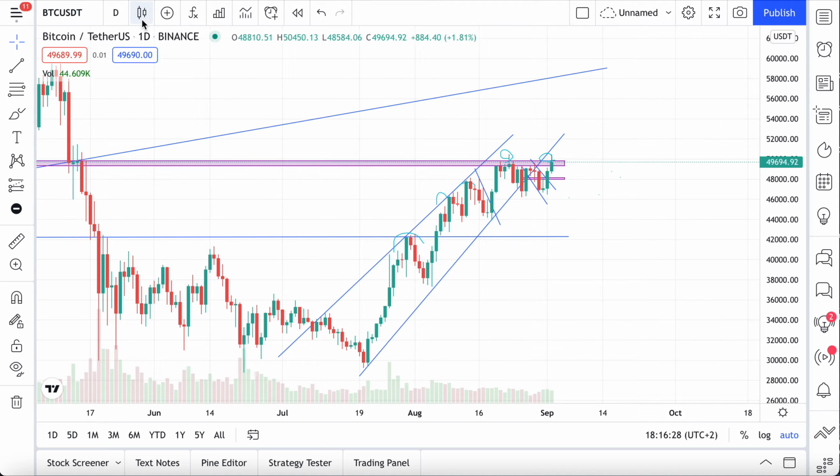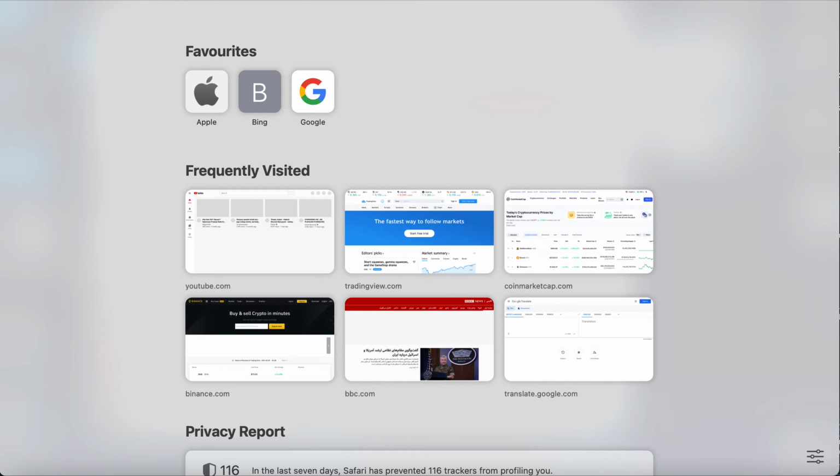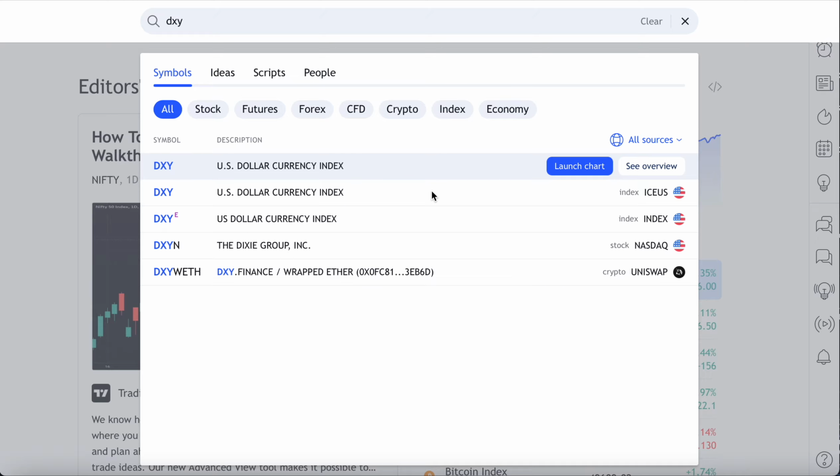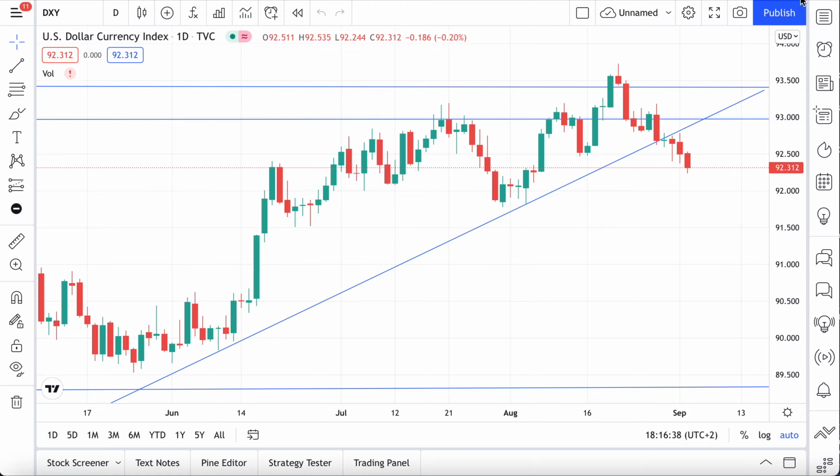Now before I forget, because I usually do, let's go to DXY, guys. If you don't know, this dollar index is pretty important when it comes to the price of Bitcoin, and look at it.